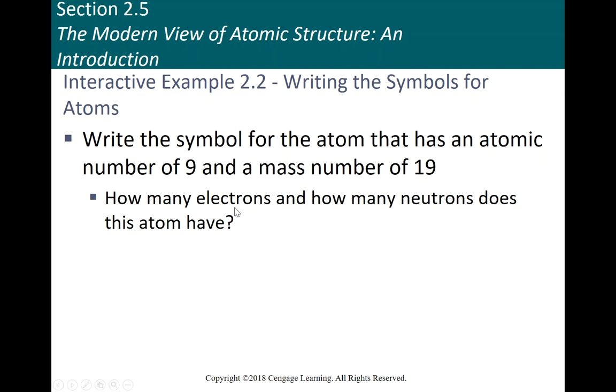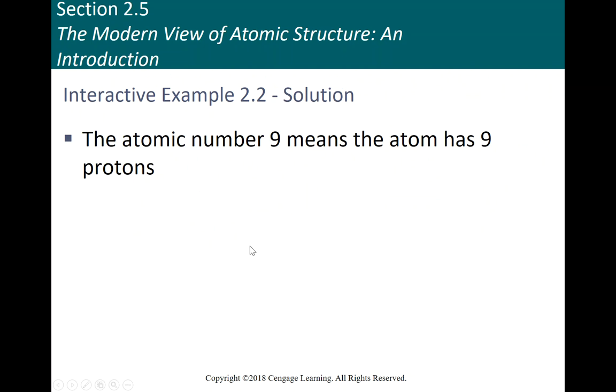How many electrons does it have? So far we're talking about electrically neutral atoms, which means electrons must be the same as protons. So if the atomic number is 9, that means it has 9 protons, so it would have 9 electrons. Subtraction problem, 19 minus 9 gives me 10 neutrons, and that's shown in the next slide.